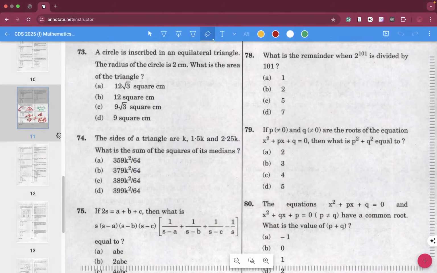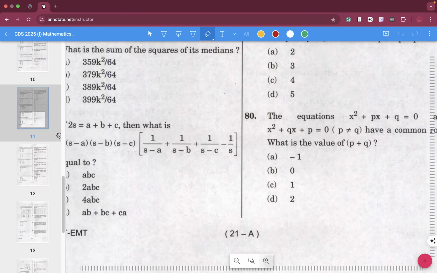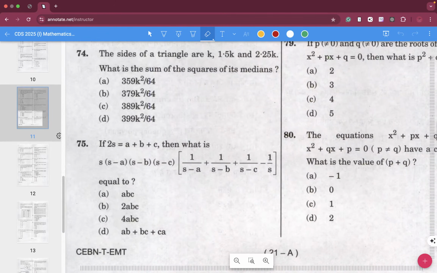All right, now question number 74 is a very interesting question. The sides of a triangle are K, 1.5K and 2.25K. What is the sum of the squares of its medians?